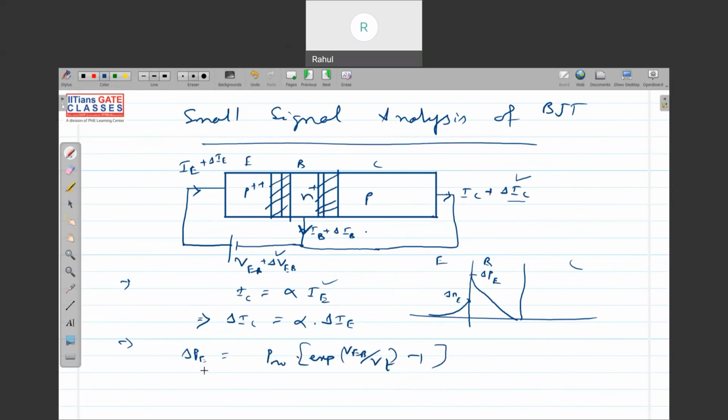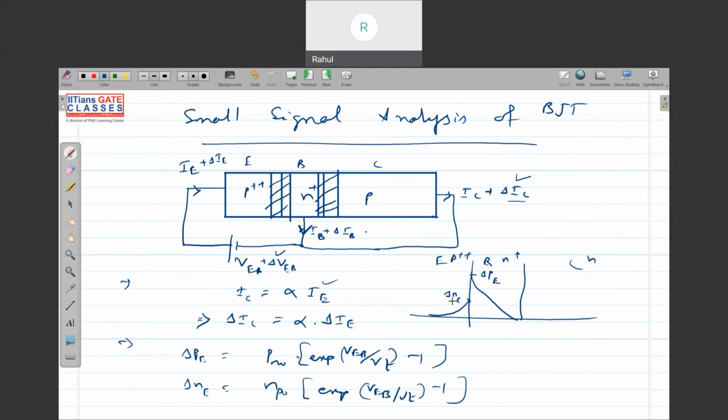Similarly, del N is in the same way, again depending upon the base emitter voltage, how much it was there already. NP0 is the minority carrier concentration in the emitter region, where this is P plus and this is N. So it is multiplied by exponential of VEB by VT minus 1. So this is the concentration at the edge of the depletion region in base and emitter.